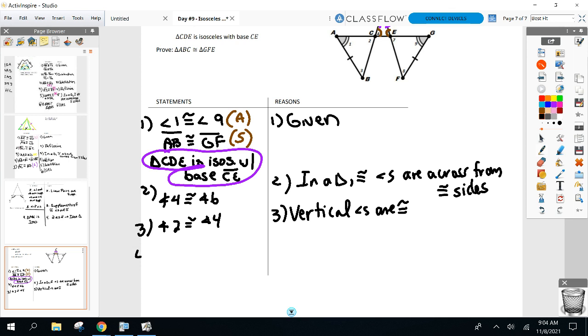Look at 2 and 3. What angles do you now know are equal after steps 2 and 3? 4 is equal to 6, 2 is equal to 4. What angles have to be congruent now? 6 and, well, I got 6 and 4. Well, not yet. I don't want to go that route yet. I got too many equal.